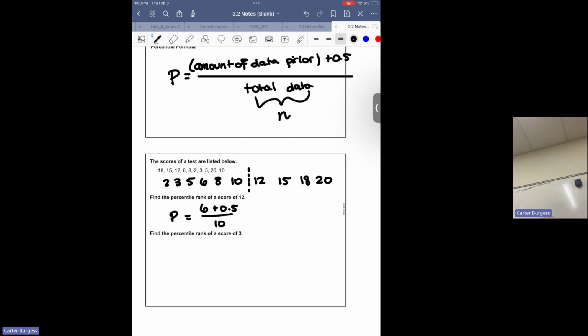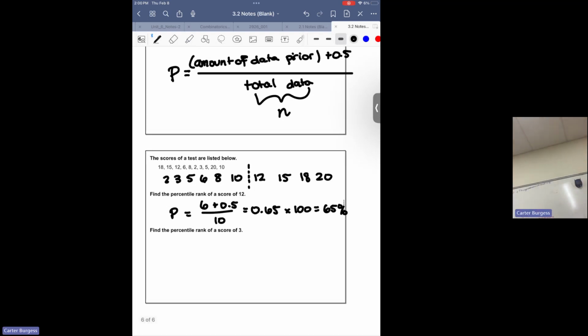That's going to give us a decimal. In this case, it gives us the decimal 0.65. How would I write that as a percentile? 65th percentile, multiply it by 100, 65th percentile. All right, we've got 60% of the data to the left, 30% of the data to the right. We're sitting somewhere between the 60th and the 70th percentile. We'll call it 65.